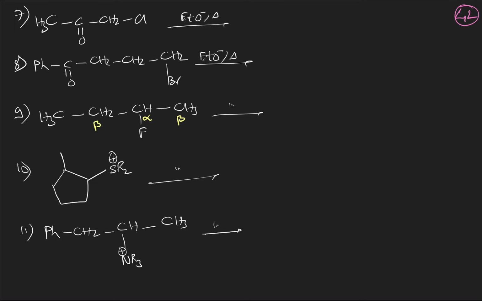There are two beta carbons here, two different types of beta hydrogens are available, but this beta hydrogen will be more acidic in nature than this beta hydrogen, because this beta hydrogen is having an electron releasing group attached to it. Therefore, its acidic character will decrease, whereas this beta hydrogen's acidic character will be comparatively better. Therefore, this will be removed, but not this one.